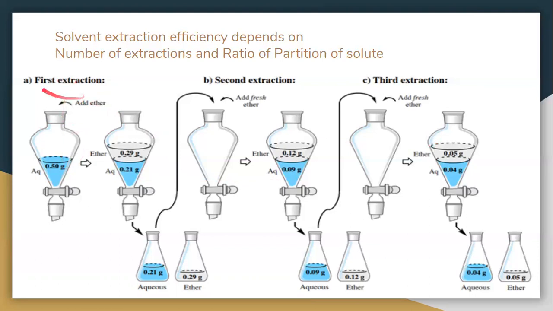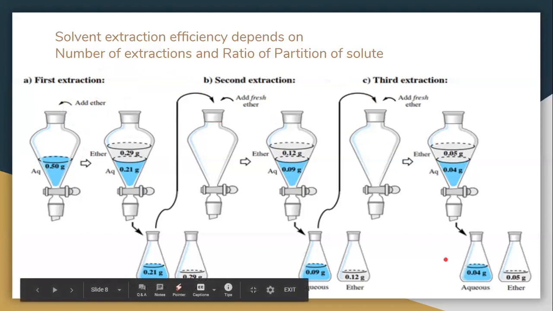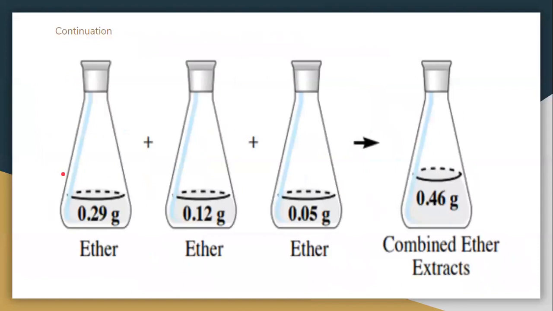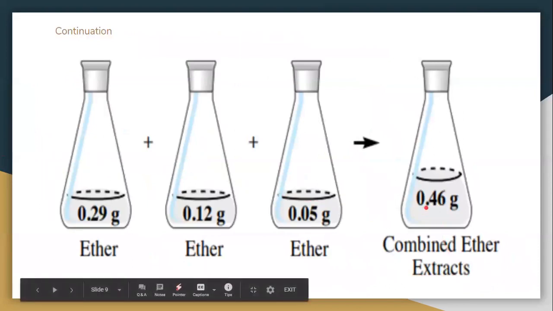So we can increase the efficiency of this batch method. How? By increasing the number of extractions. When we increase the number of extractions, more solute is extracted from aqueous. Next, see here, how much? 0.46 grams of compound is extracted into the ether.